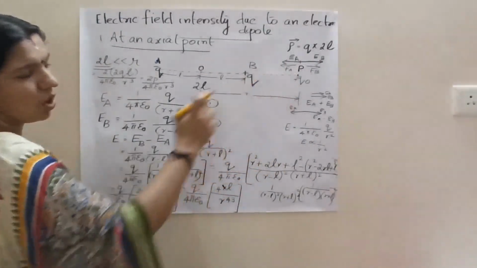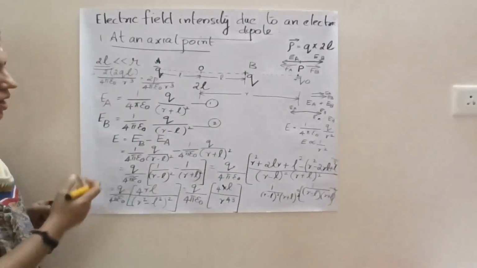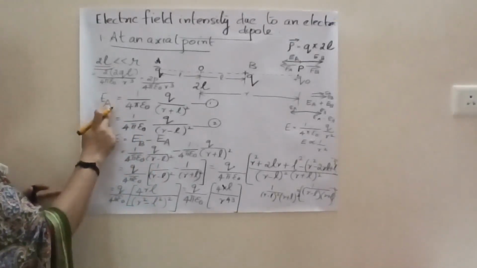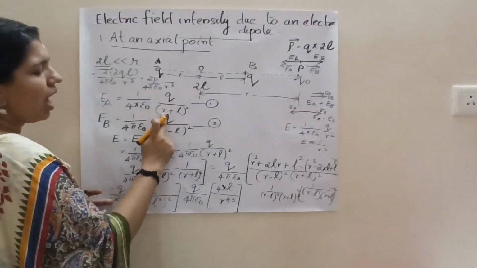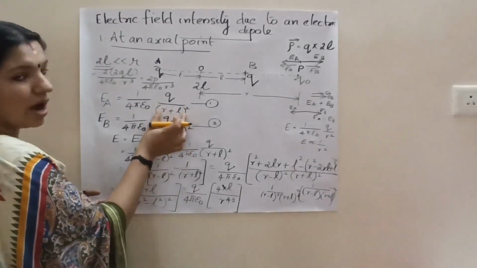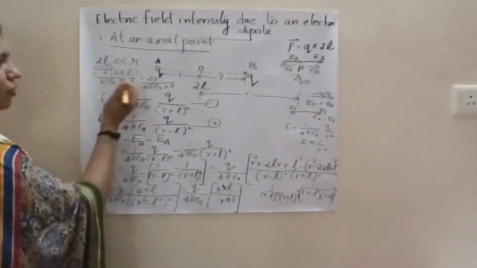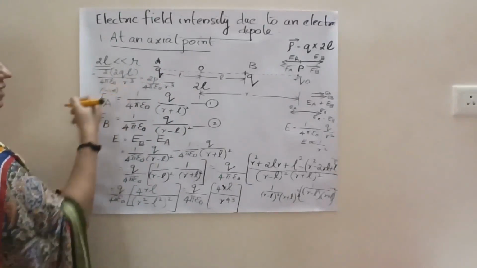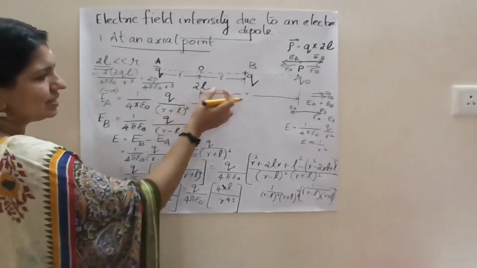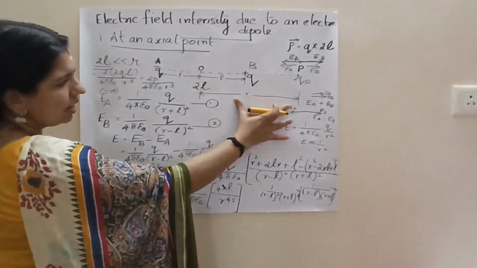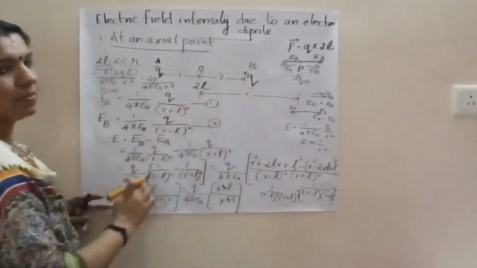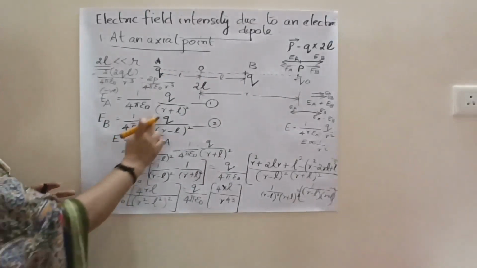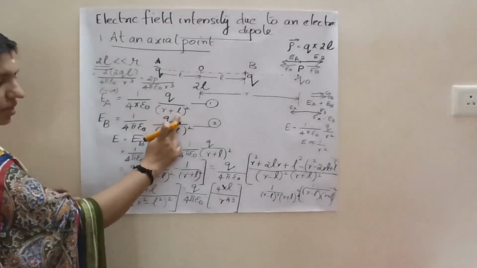So the direction is opposite to that of EA. Now we are writing the expressions for EA. What is EA? 1 by 4 pi epsilon naught q by (r plus L) the whole square. How did r plus L come here? EA is for the negative charge. This distance is r and this one is L. So from here to here I have r plus L as the total distance. So (r plus L) the whole square is the first equation.